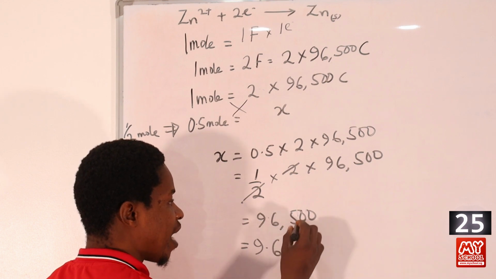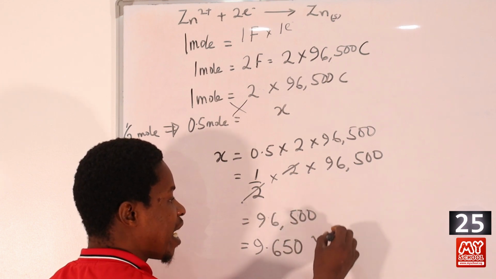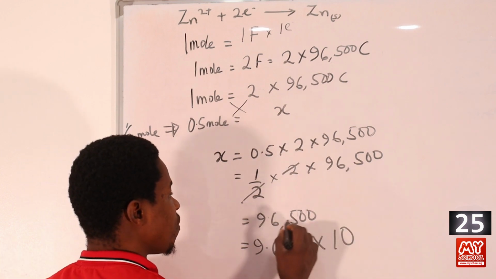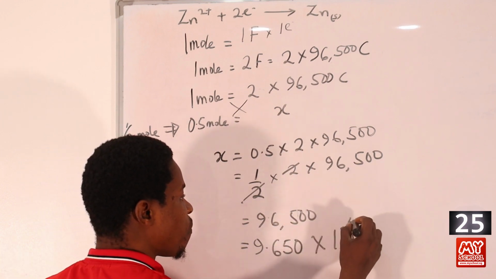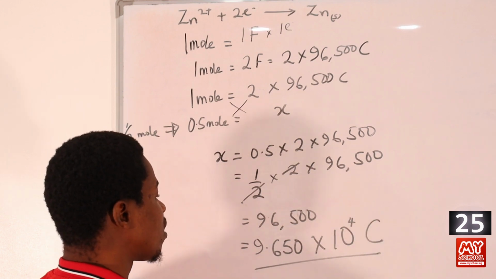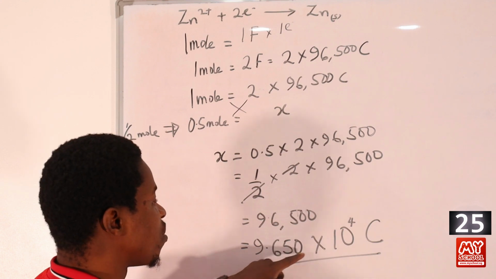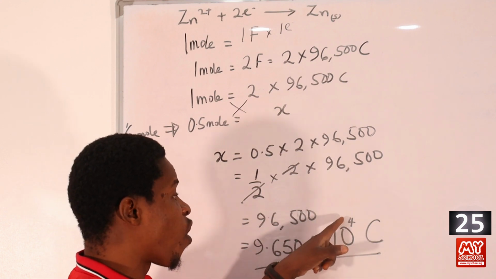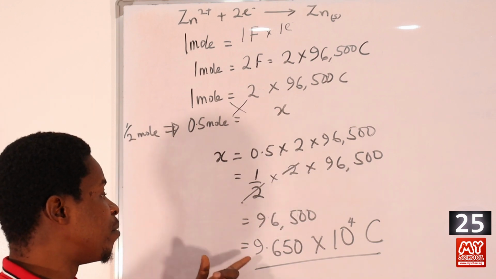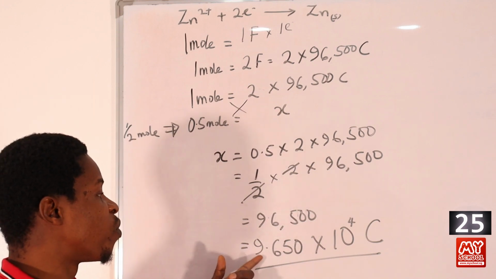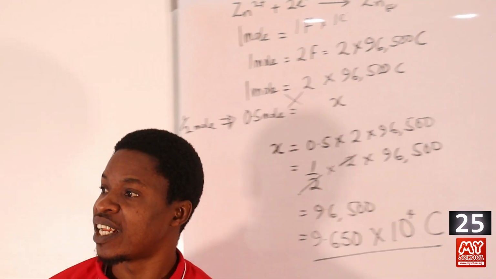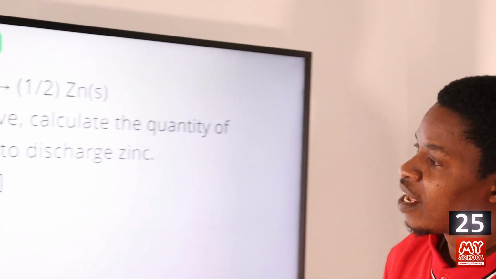So that is 9.65. You can add 0 to it, times 10 raised to the power. We are going from right to left, so that is positive. Positive, we moved it 4 times, so 4 coulomb. So which means that 9.650 times 10 to the power 4 coulomb amount of electricity will actually be required to discharge half mole of zinc at that point. Let's go to the screen now and see what we have as our options.